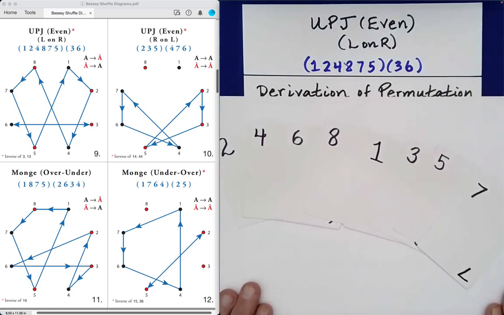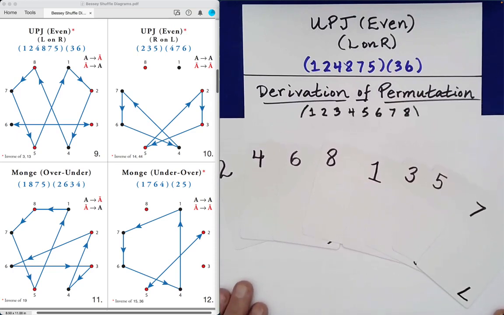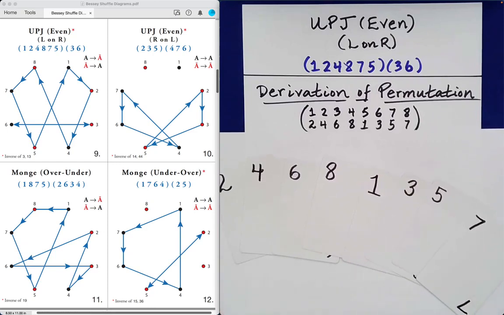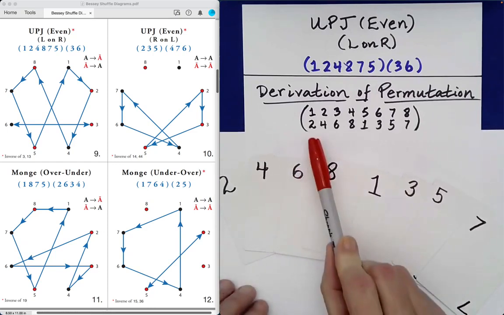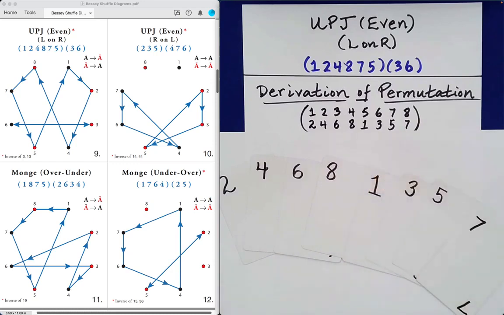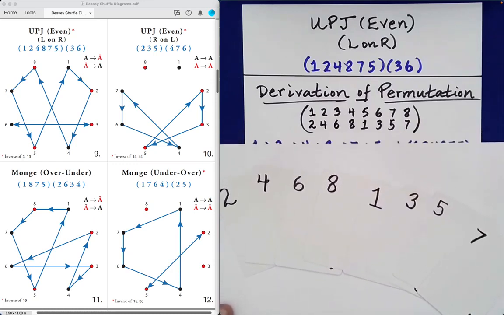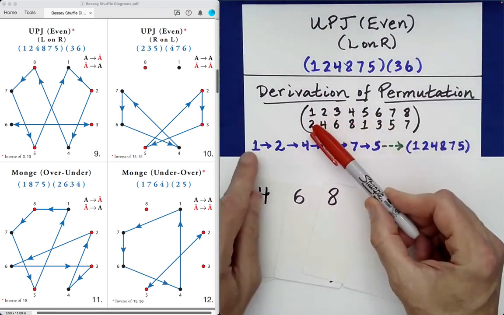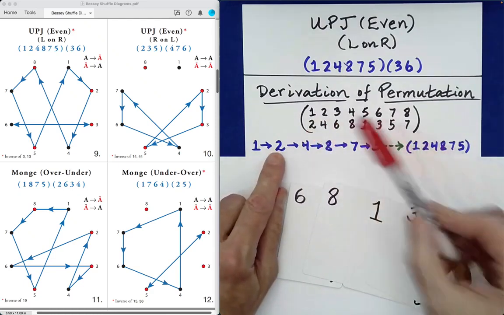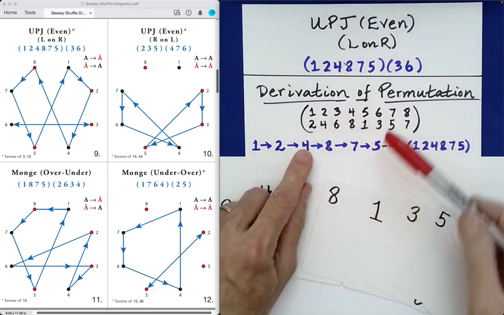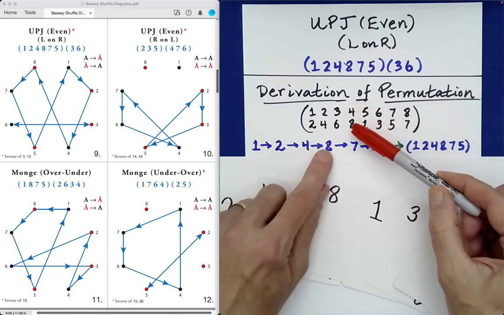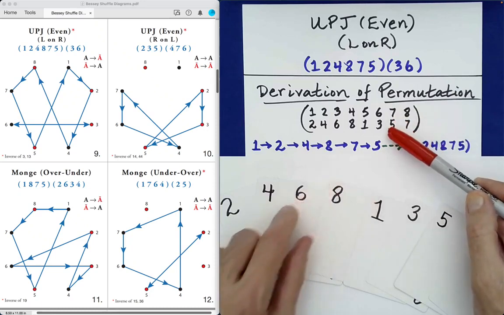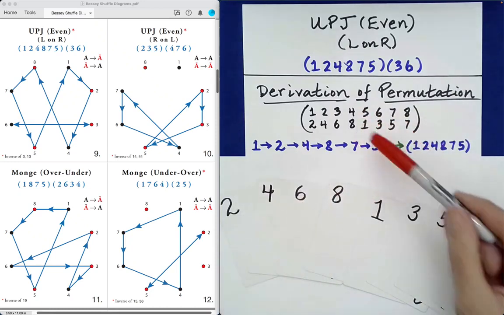That's kind of interesting. So let's take a look at what I've written up formally. Here is the two-line notation in which I've indicated that we now have the ordering 2, 4, 6, 8, 1, 3, 5, 7. Now we can rewrite this in cycle notation as follows. 1 goes to 2, so I have an arrow from 1 to 2. 2 goes to 4. 4 goes to 8. 8 goes to 7. And 7 goes to 5. And finally, 5 goes to 1. So it wraps back around.